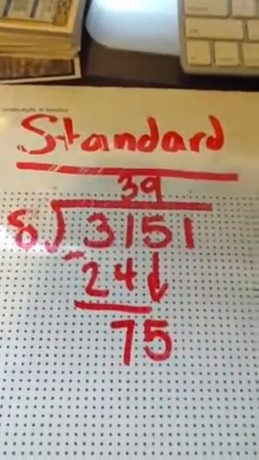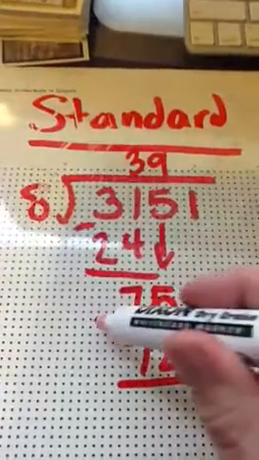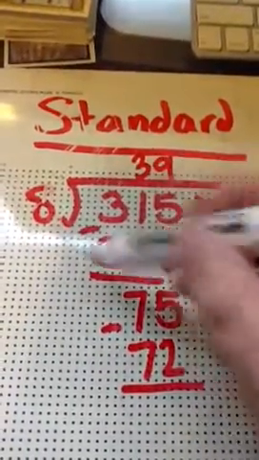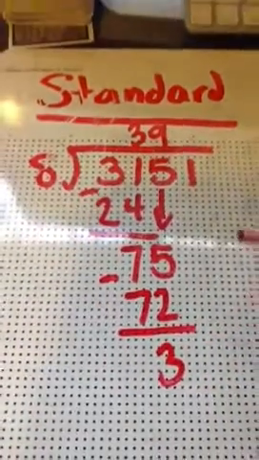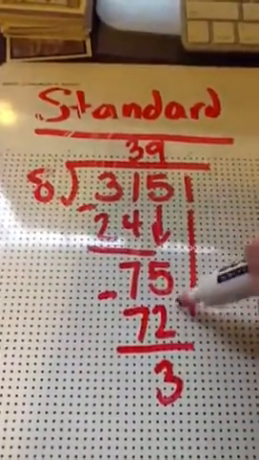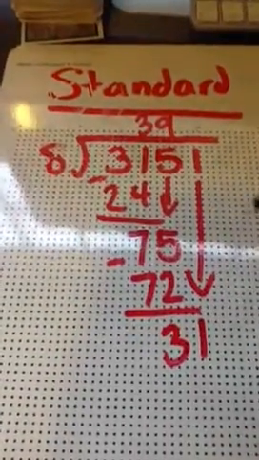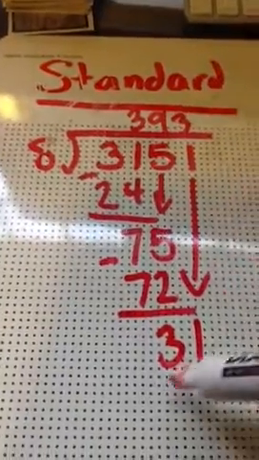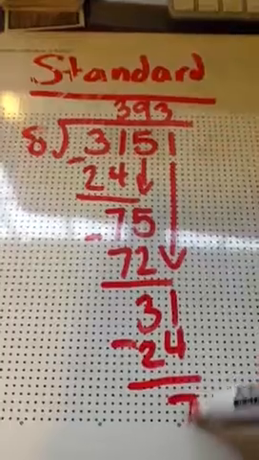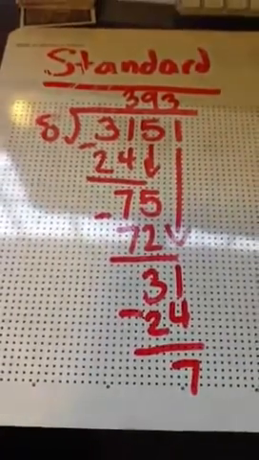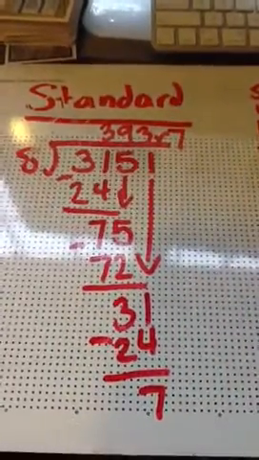You have 9. So 8 times 9 is 72. So you multiplied. Now you have to subtract. 75 minus 72 is 3. You're going to B, bring down. You have 31. 8 goes into 31 3 times. You have 24. And you should have 7 left over. So your final answer for this problem is 393, remainder 7.